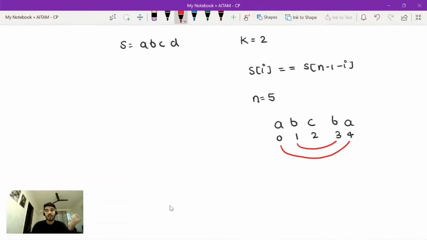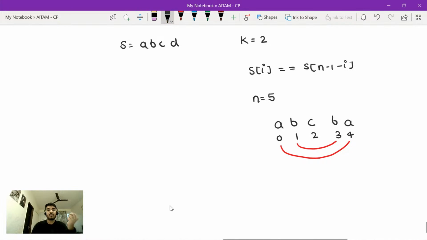And for index 2, I will map it with n minus 1, which is 4, minus I, so 4 minus 2, which is equal to 2. So yes, we must have the same character, and since it has an odd length, we only have one character there. In this way, in my palindromic string, we must have the same character at index n minus 1 minus I for every I.